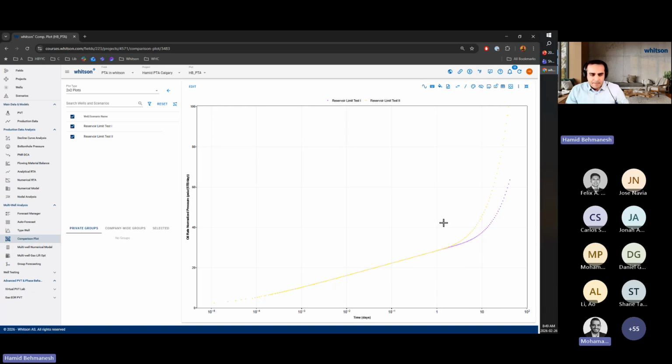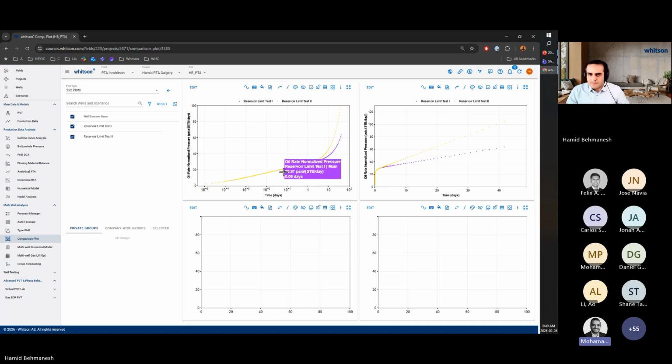Hamid? Yes, sir. Do you mind just repeating the steps of how you create the comparison plot? Absolutely. Just very quickly, so people can see what you added in each of the axes and so on.